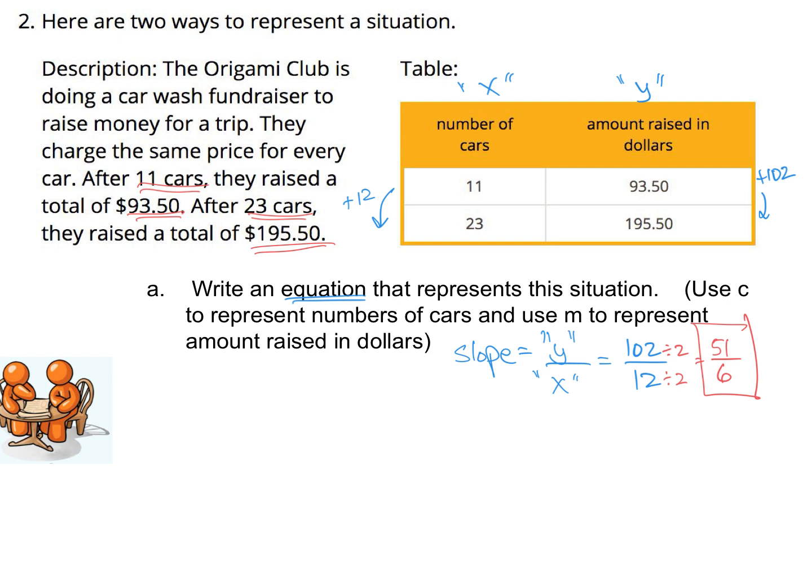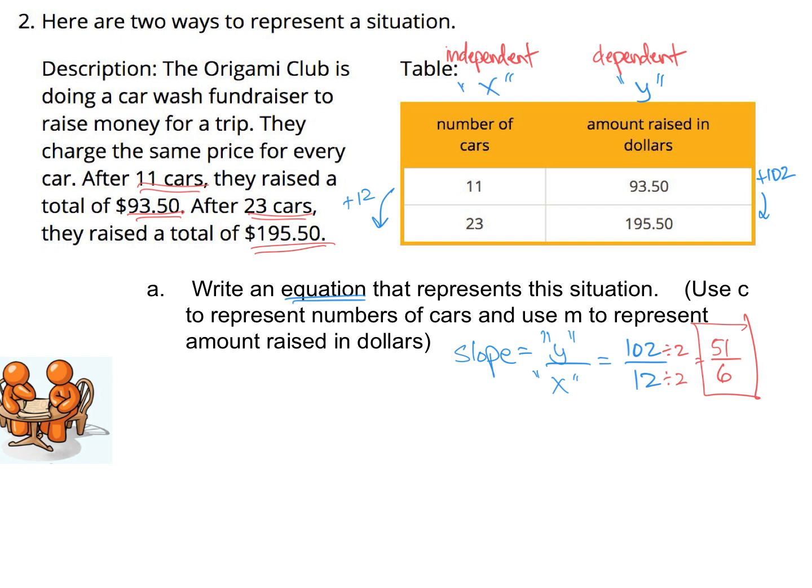I forgot to explain something. Notice how my X value, I have it as the number of cars. In science, we were talking about different things. This would be the independent variable. Okay. So does cars depend on money or does money depend on cars? Well, the money is going to depend on how many cars they wash. So remember that independent is the X value, dependent is the Y value. And that's why I have it as the X and the Y. And that's how I also got my slope. So we do have it as 51 over 6. So that is our slope.